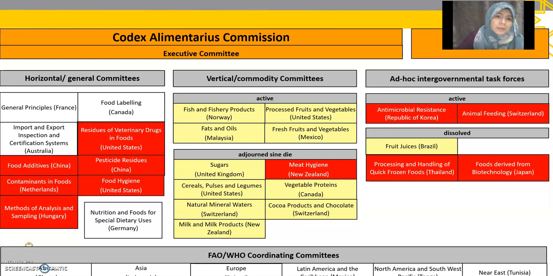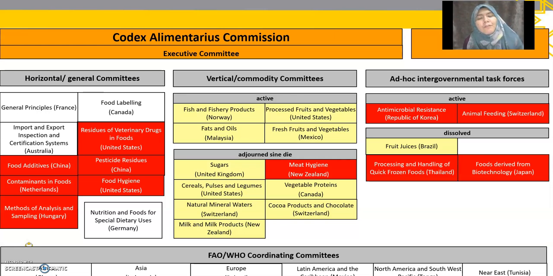And they have what we called just now the general committees, where general committees are more horizontal, where they have general principles. The host country is France. For example, for food labeling, the host country is Canada, for hygiene, United States, and etc.